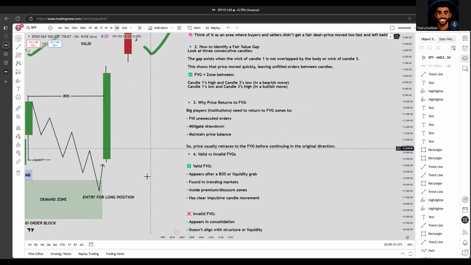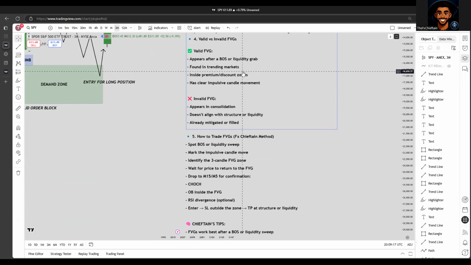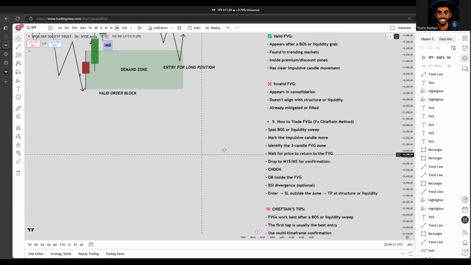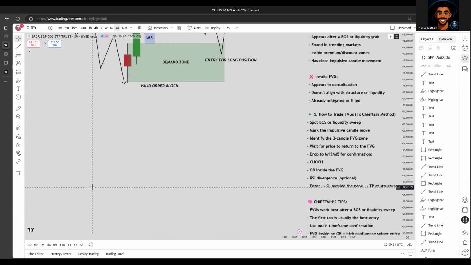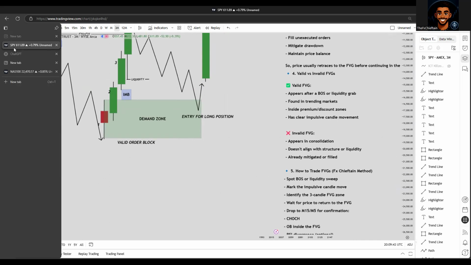We said the criteria: it must be inside a clear premium zone, found in a trending market, appear after a break of structure and liquidity grab, and have clear impulsive candle movement. So this is valid. Any other thing you see outside of that would go against you. You understand? So not all imbalances hold, but all imbalances will have a reaction. But the imbalance in the right direction, the right trend, with the right criteria met, would always go in your favor.